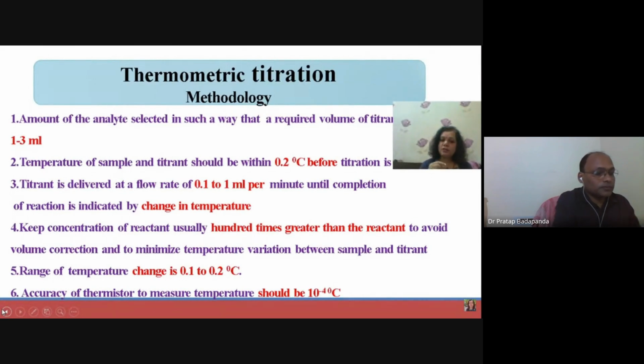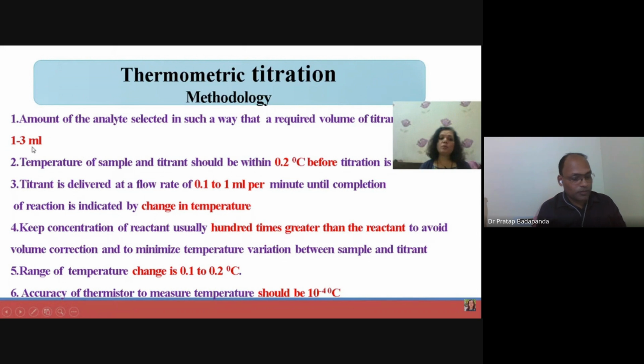The change in temperature during the equivalent amount of addition of titrant, after every addition, there should be at least a change of 0.1 to 0.2 degrees Celsius, and the volume of the titrant delivered per minute, that flow is maintained at 0.1 to 1 ml per minute. So, these are the basic conditions that it should at least show me a change in temperature of 0.1 to 0.2 degrees Celsius after addition of titrant 0.1 to 1 ml.